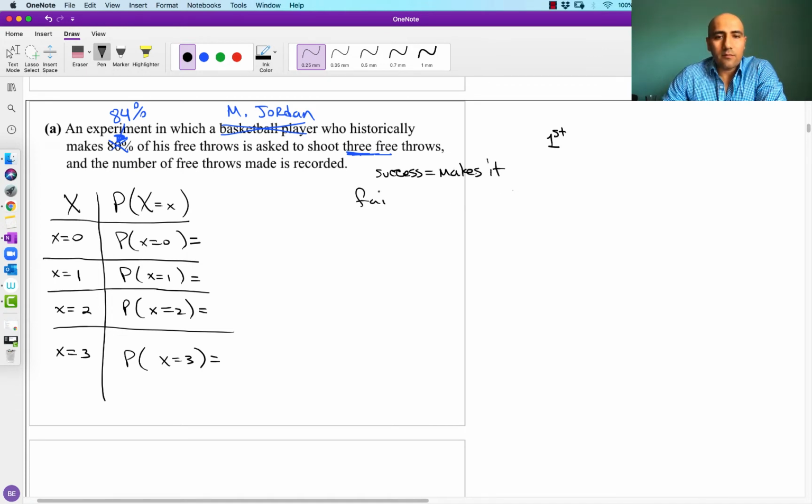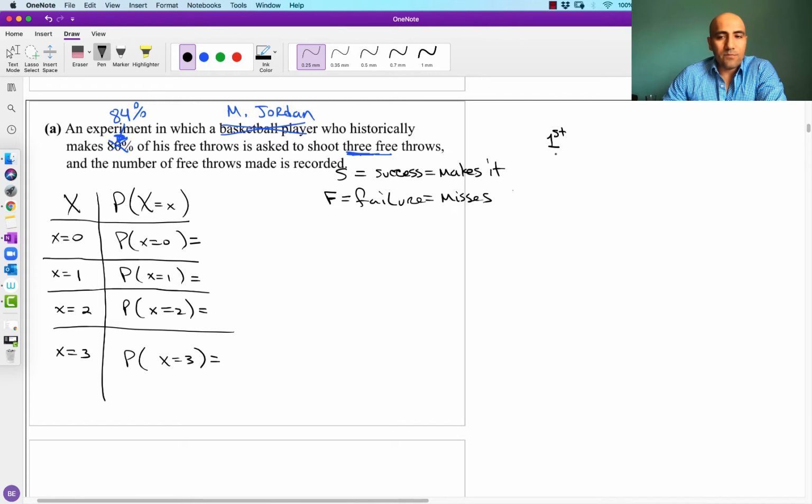And failure is that he misses, right? So I'm just going to use the letter S and the letter F, just to make sure, because my lowercase f's look a lot like my s's. F for failure, S for success. He makes it, he misses it.